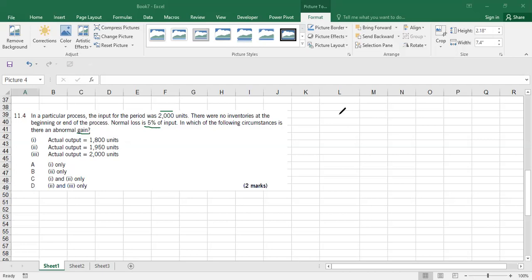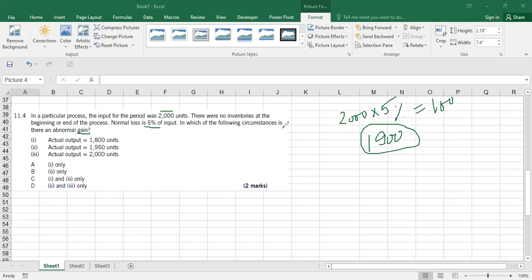So where is abnormal gain? We know that there is 2000 input and the normal loss is 5%. When you multiply 2000 with 5%, you get 100. So it means that your good output should be 1900. So 1900 is good output. If your output is more than 1900, then you will say that you have some abnormal gain.